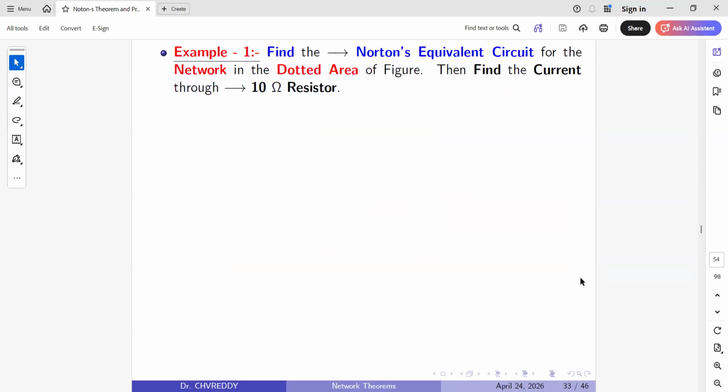So the first problem, example one, is: find the Norton's equivalent circuit for the network in the dotted area of the figure, and then find the current through the 10 ohm resistor. So this is the network they have given. In this network, they are asking to find the Norton's equivalent circuit for the dotted area, and also they are asking how much current is passing through the 10 ohm resistor.